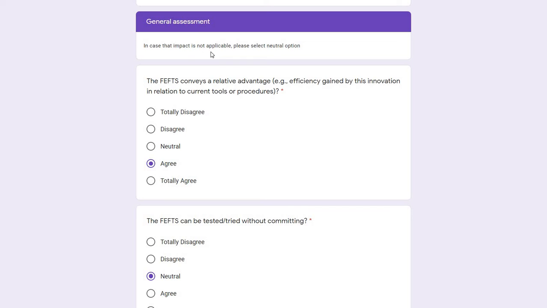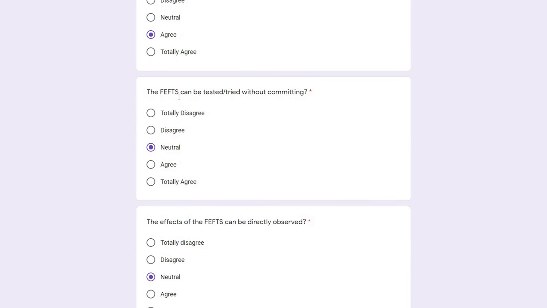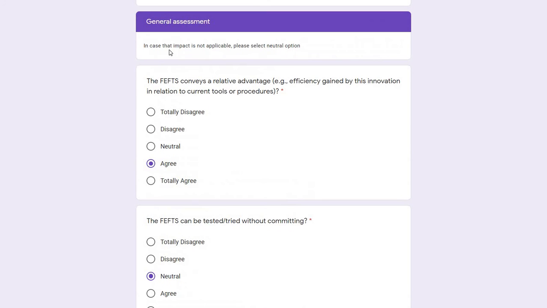In case that impact is not applicable, please select the neutral option, because we are going to use this in this page and also in the following ones. Does this first convey a relative advantage? I have chosen agree because otherwise why get a loan in the first place? Can these thefts be tested or tried without committing? I have chosen neutral based on this guideline here.